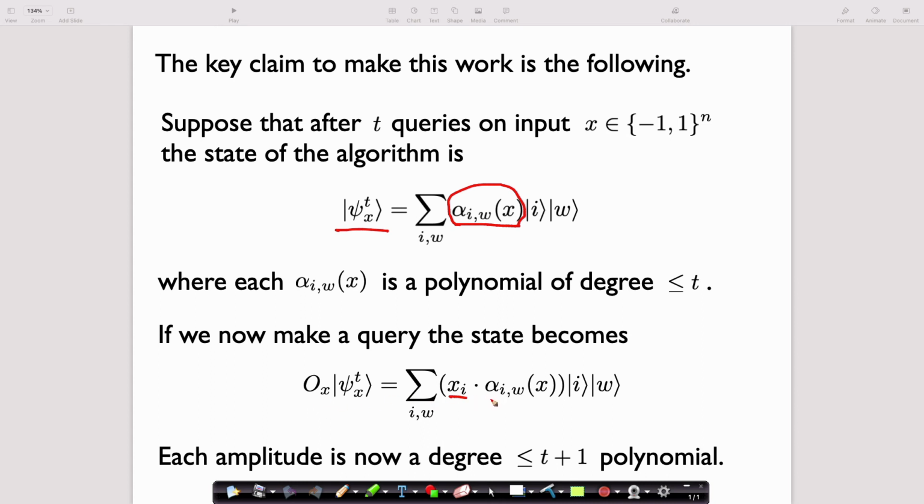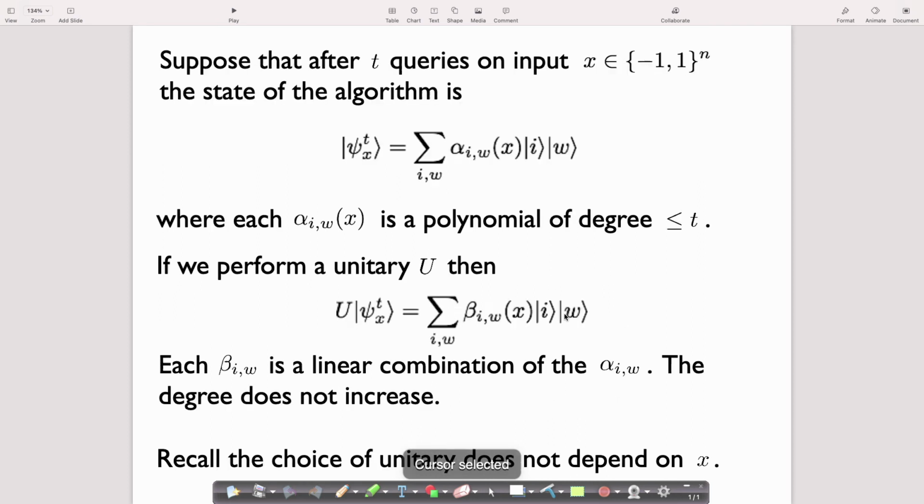And so you see that if alpha i comma w was a polynomial of degree t before, now it becomes a polynomial of degree at most t plus 1. So that's the first step to showing our induction. Now consider the case where we apply a unitary.